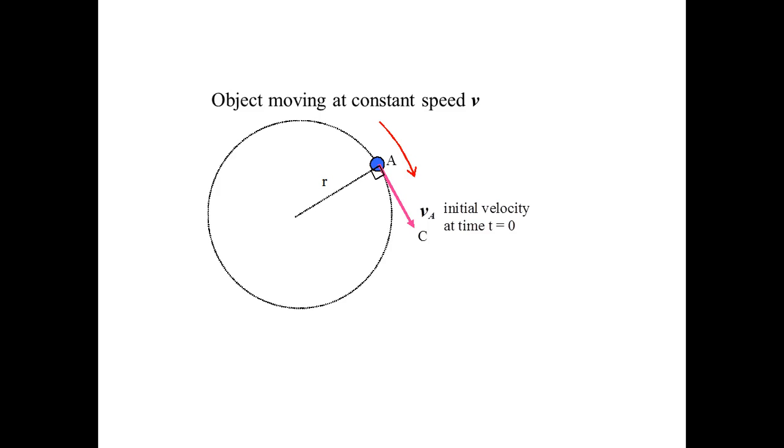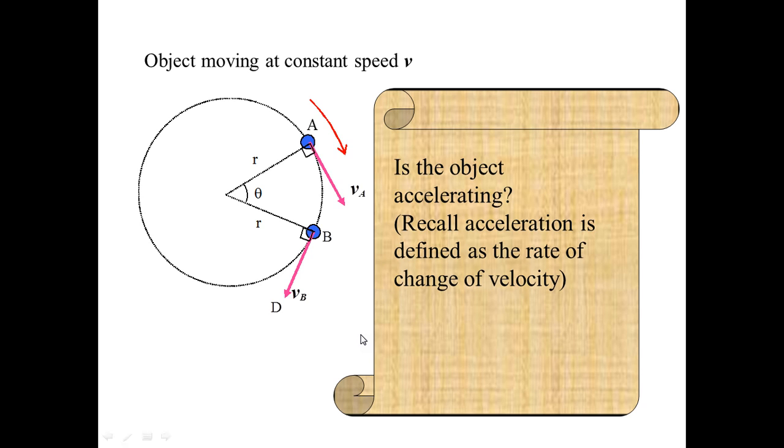For an object moving at constant speed v, as shown in the diagram, the radius of the circular path is r. At position A, the linear velocity is Va. This object is moving at constant speed. Sometime later, the object will be moving to position B. The speed is still the same, which is v, but the final velocity Vb now will be in the direction as shown. So my question is, is the object accelerating?